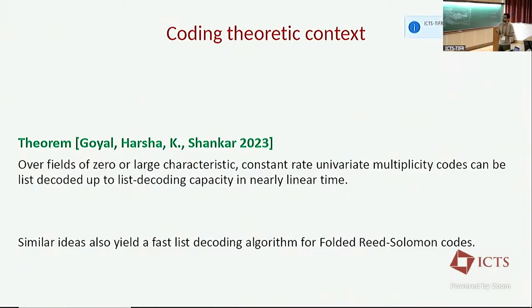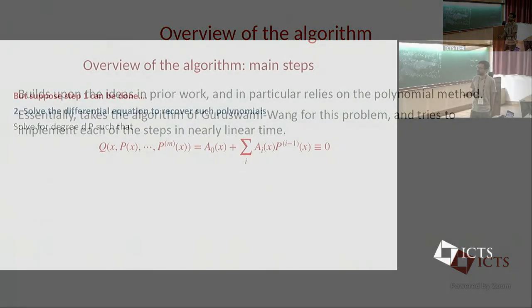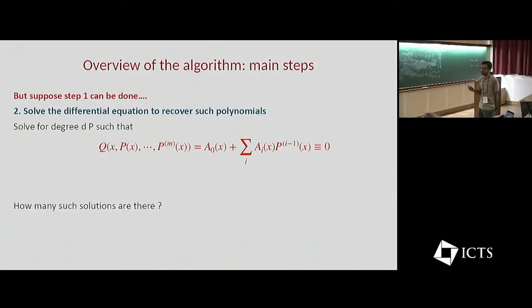Okay, so in the remaining time, let me say something about the proof. Let me at least talk about the high level ideas in the proof. The algorithm builds on ideas in prior work, and in particular will rely on the polynomial method, which is at the heart of Sudan's algorithm and Guruswami-Sudan's algorithm, all the list decoding algorithms for algebraic codes in between. Here again, there are a bunch of questions that we ought to answer. How many such solutions can there be? In general, if you look at it carefully, this is just a linear system, and so it can be solved in polynomial time, and this is what Guruswami and Sudan did.